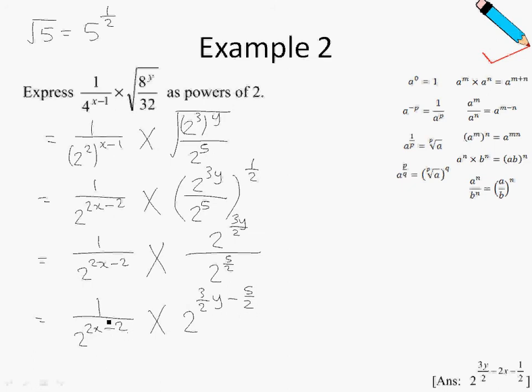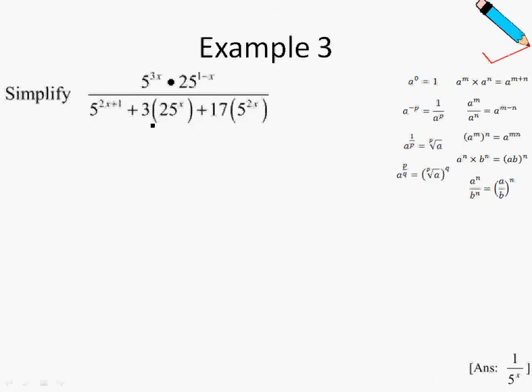Okay, and finally, I can subtract this power from this power over here. So let me just continue over here. So 2 to the power of 3 over 2y minus 5 over 2 minus 2x minus 2. Okay, why am I doing this? Because I have a common base, and when I'm performing my division, the powers will subtract. So I'll get 2 to the power of 3 over 2y minus 2x, and negative 5 over 2 plus 2 will just give me minus half. Okay, so that's all for example number 2.